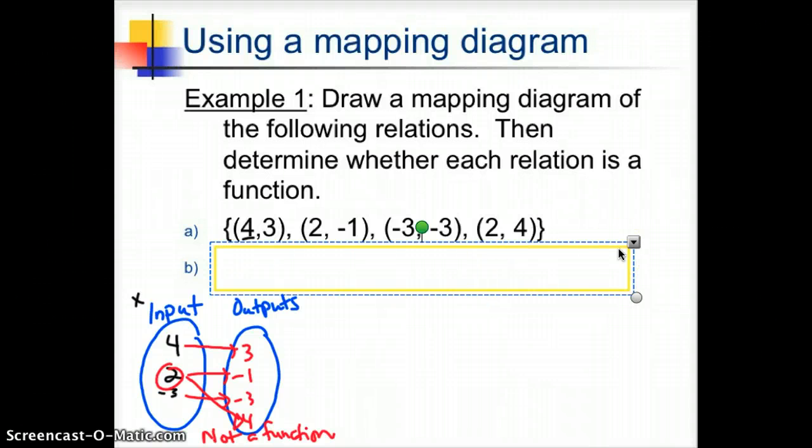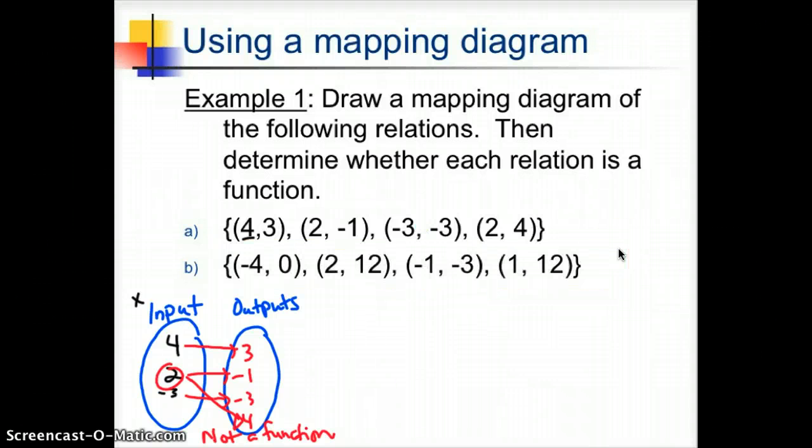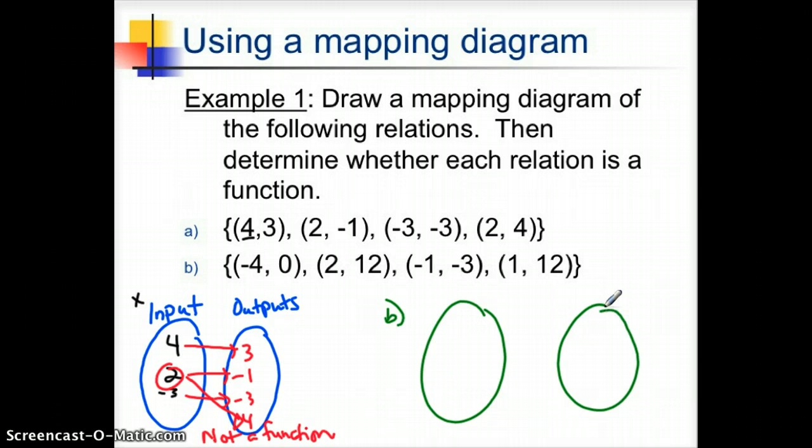Let's look at another one. Try this one on your own and then come back and check with me. So, -4, 0, 2, 12, -1, -3, and 1, 12. So this would be, and I'm going to map this. Conveniently, my inputs are already in order. So I'm going to say they're -4. Oh, actually, they're not. 2, I thought it was a -2. It threw me off. I'm going to put them in order this time. It's -4, -1, 1, and 2.